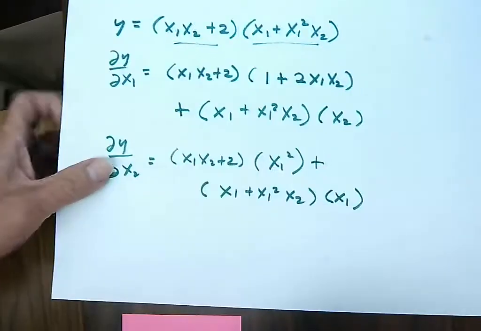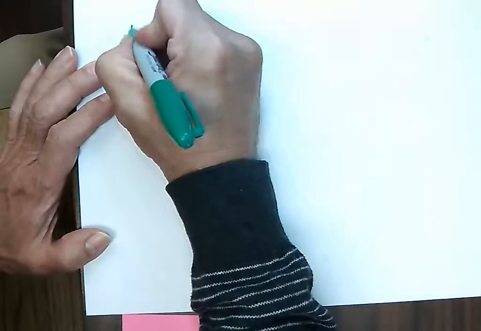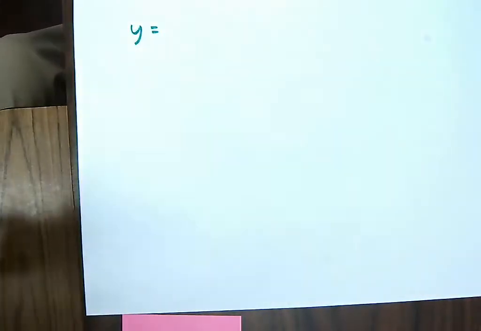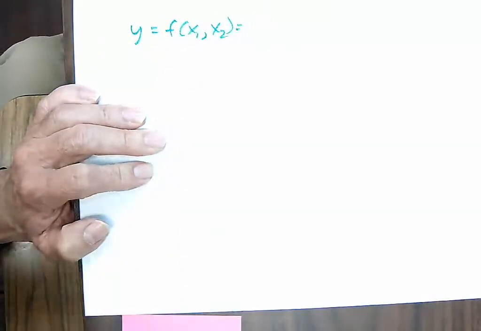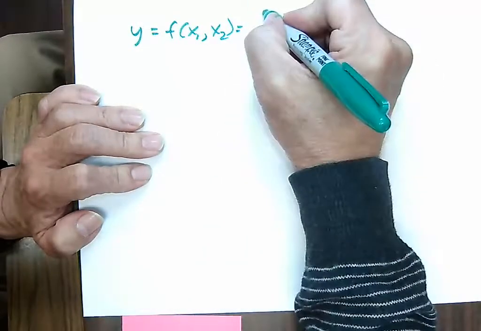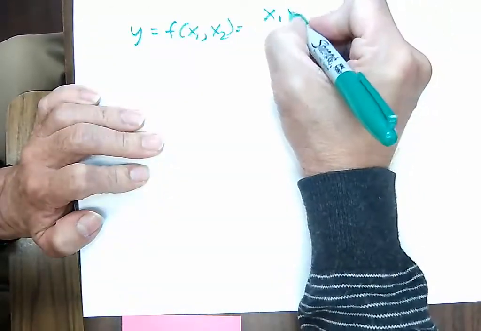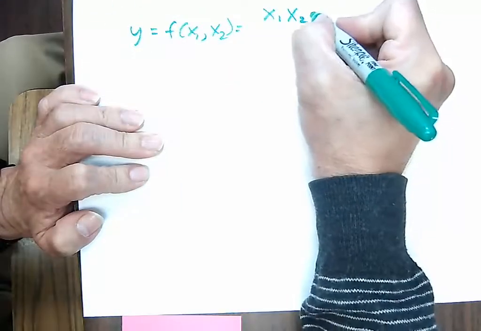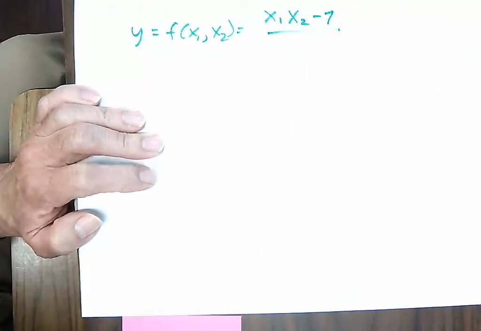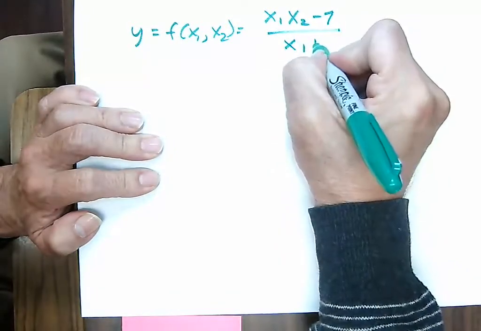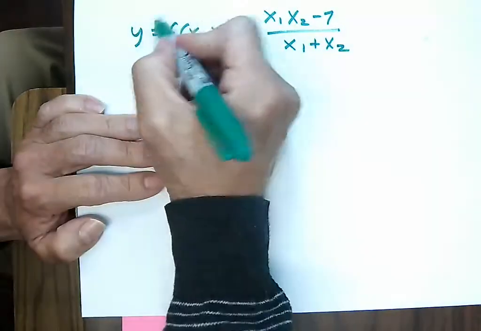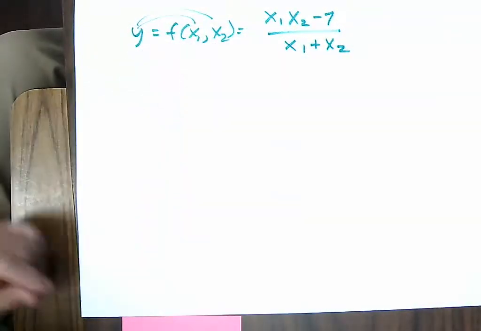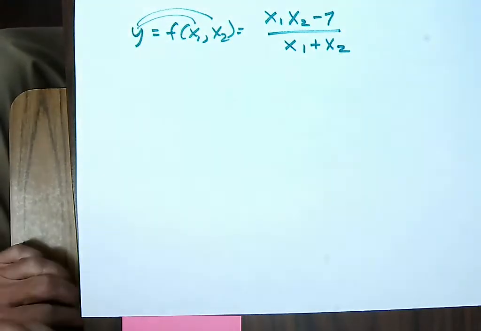Let me give another example of partial derivatives using the quotient rule. Suppose y is again a function of x1 and x2, and in this case it's equal to x1 times x2 minus 7 divided by x1 plus x2. How do we find the partial of y with respect to x1 and the partial of y with respect to x2? We have to use the quotient rule.